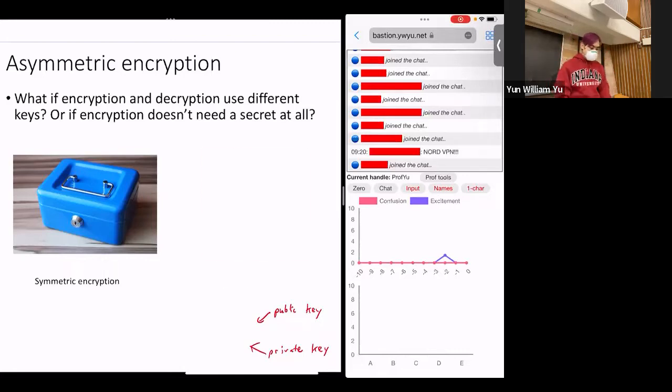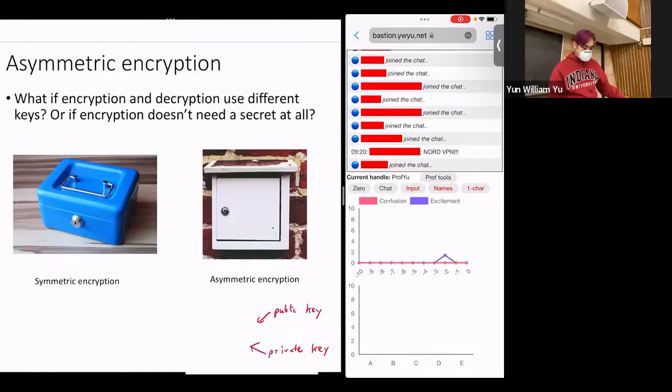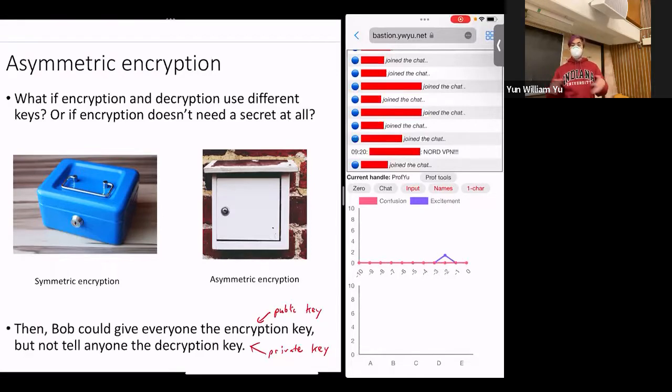On the other hand, asymmetric encryption is a little bit more like having locked mailboxes, which some of you might have. They have a little slot for the mail to go in, but in order for mail to come out, you need a key to open it up. So that's a little bit closer to what we would consider asymmetric encryption. If you had something like this, then Bob could give everyone the encryption key, which we often call the public key because it is something that would be accessible to the public. Everyone knows it, but Bob doesn't tell anyone the decryption key. So that's the private key.